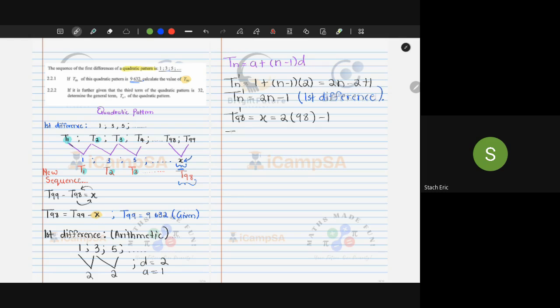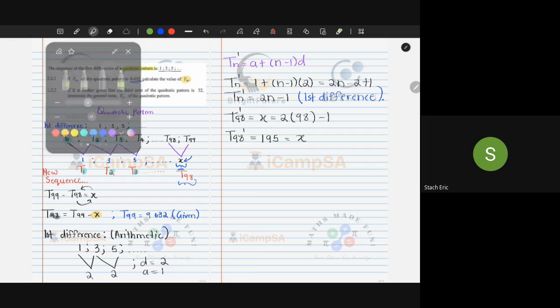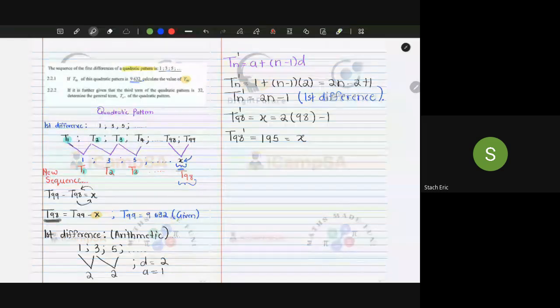Can you please repeat? T98, I'll put in prime for the first difference. What do we get? 195, sir. 195. So for the first difference, we are just going to put primes. And we know that this will be x. So it means now we are in a position to go and find the actual T98.